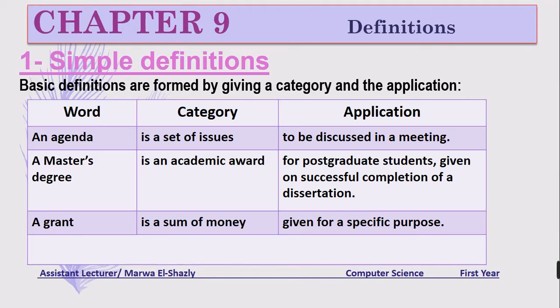Master's degree: an academic award, أو منح أكاديمي, for postgraduate students given upon successful completion of a dissertation, بتمنح لطلاب الدراسات العليا لما بيكملوا رسالة الدكتوراه. A grant, أو منحة مالية, is a sum of money given for a specific purpose, يعني بتمنح لأسباب خاصة.